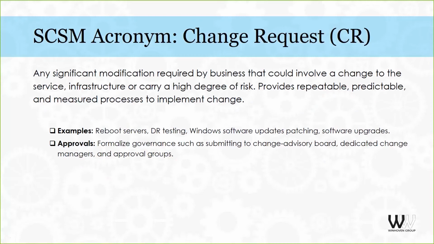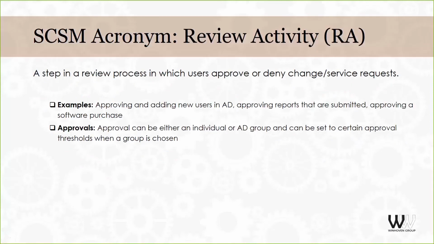Change requests involve modifications to the environment, such as rebooting a server or applying software patches, upgrades, changes that may pose a risk to the environment. These often require approvals, so either through a change advisory board or through management approval or other type of approval processes. Now we want to take a look at review activities, or RAs.